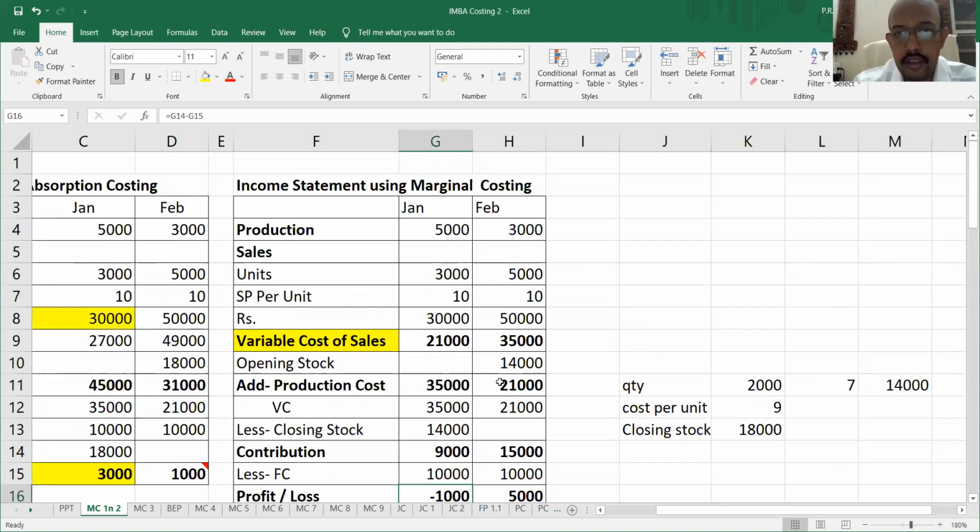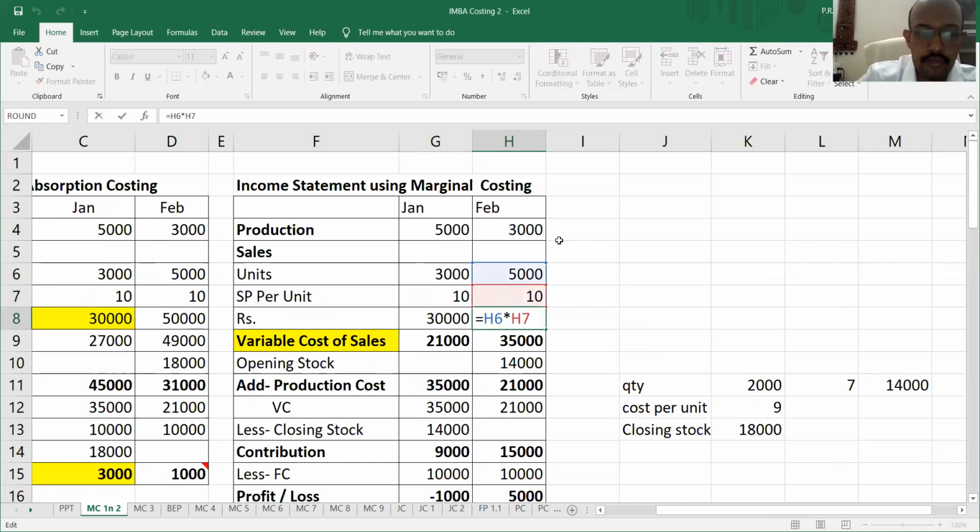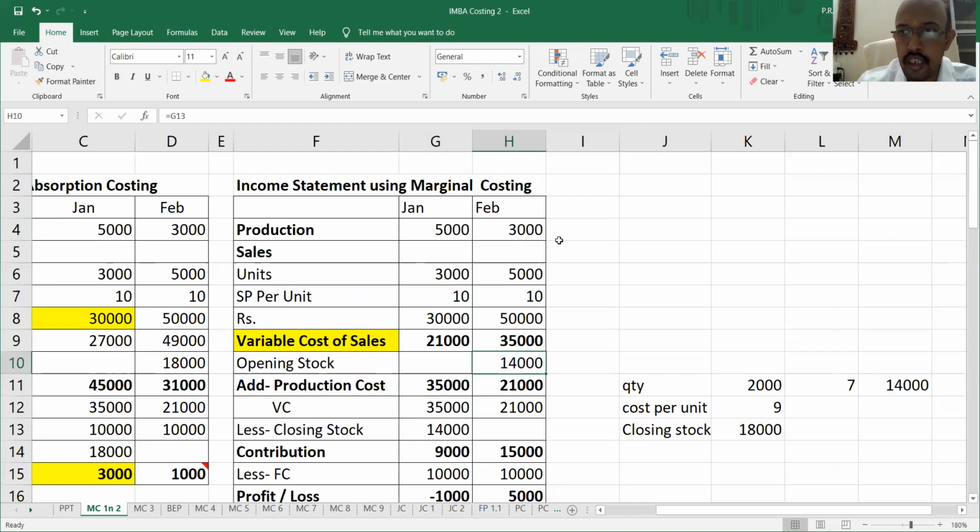Now we go back to the month of Feb. Production is 3,000, sales is 5,000 units, selling price is rupees 10 per unit. So my sales comes to how much? 5,000 into 10, that comes to 50,000 rupees. My variable cost formula remains the same: opening stock, add the cost of production, which in this case will be only variable cost, less the closing stock.